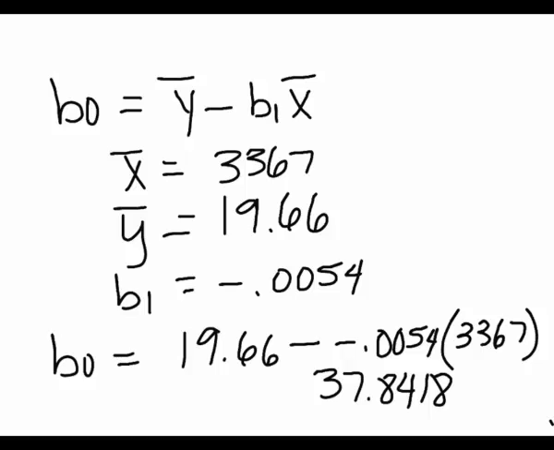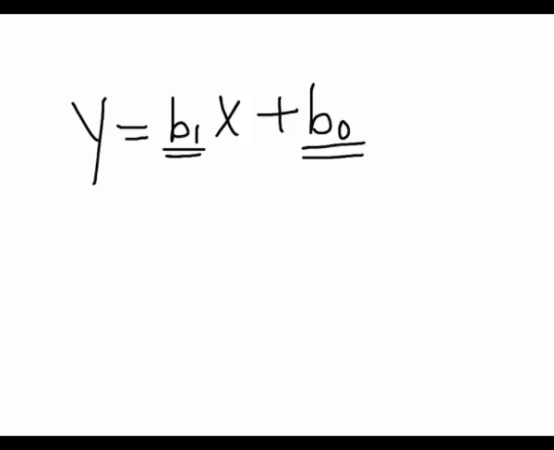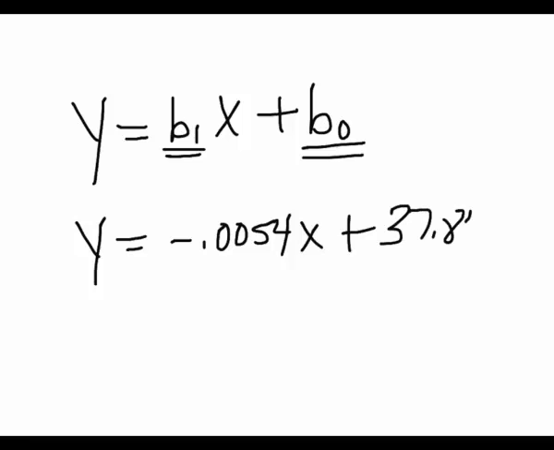All right, so finally, my least squares regression line is going to be y equals. Let me clear this off real quick. Okay, because remember, it's y equals b1x plus b naught. So you're filling in for B1 and B naught. Well, we found that B1 was negative 0.0054x, and then we know that B naught is 37.8418. And there is your least squares regression.